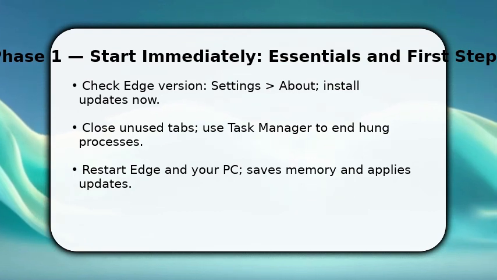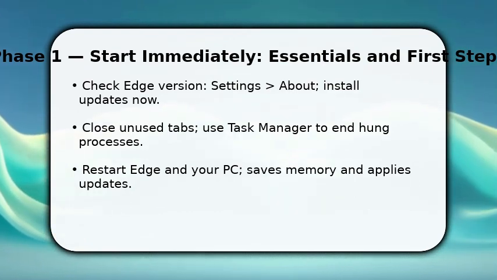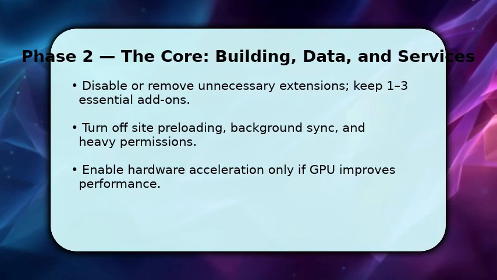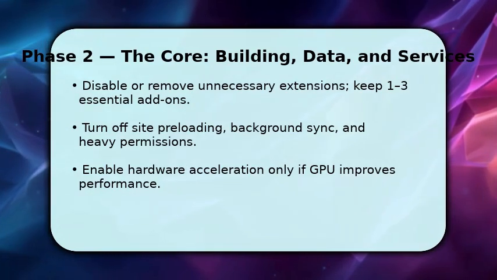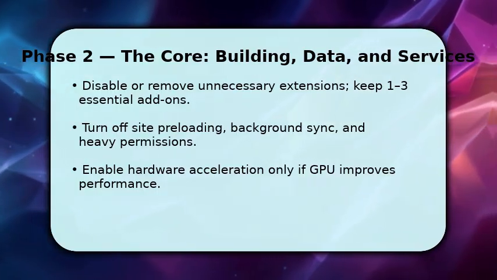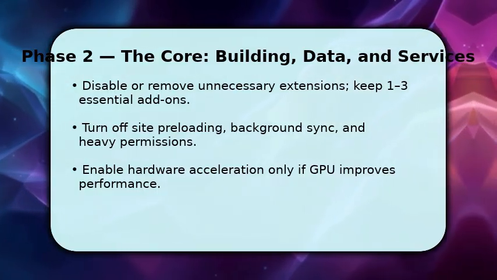You now tackle the middle steps that matter most. Open extensions and disable anything you don't use. Fewer extensions means fewer background tasks. Then go to Privacy, Search, and Services to turn off preloading and background sync. These save CPU and bandwidth.